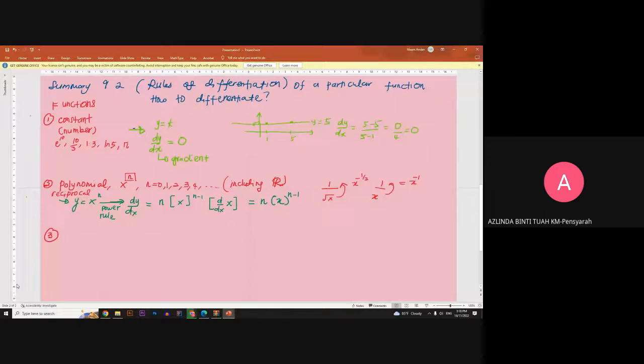Log ataupun ln pun dalam 9.3. Trigo dalam 9.4. Okay, so 9.2 sebenarnya ini sahaja. How to differentiate constant, how to differentiate polynomial.